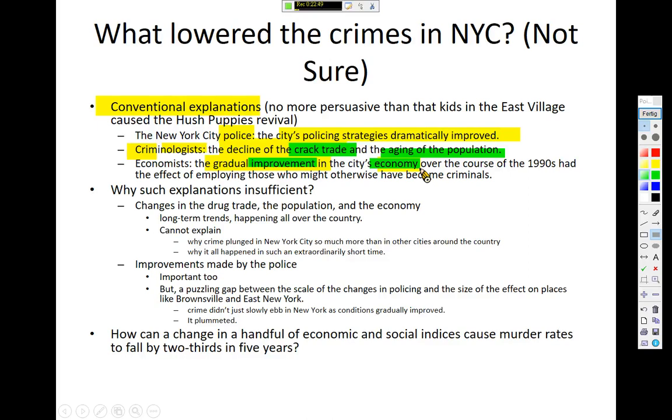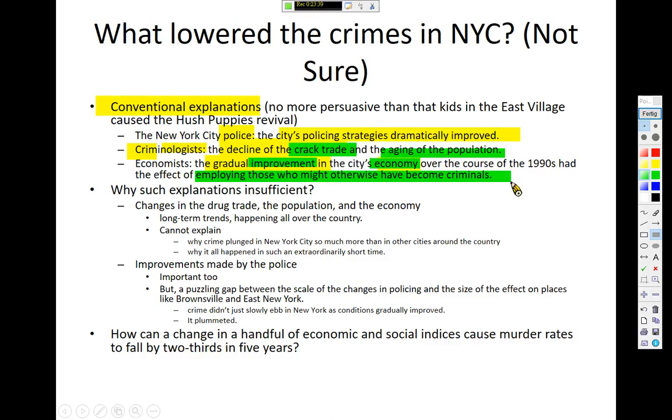So throughout the course of the 1990s, the economy became better and better. So this has the effect of employing those who might otherwise have become criminals. So look here, you may be the criminal, but now you are hired because of the better economy. So instead of killing people on the street, you work in the factory to manufacture another pair of Hush Puppies shoes. Quite reasonable, right? This is not only happening on an individual level. It's a general phenomenon for everyone at that time. People have the opportunity to get hired in the factory, so they don't have to kill other people.